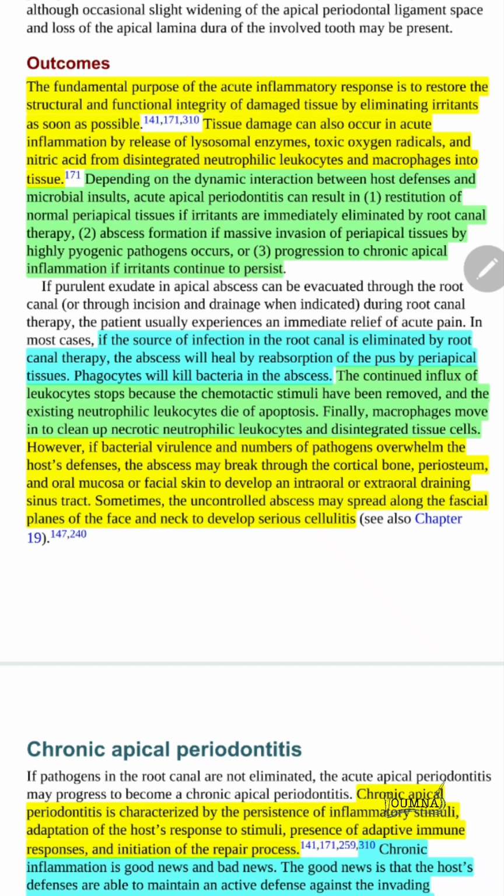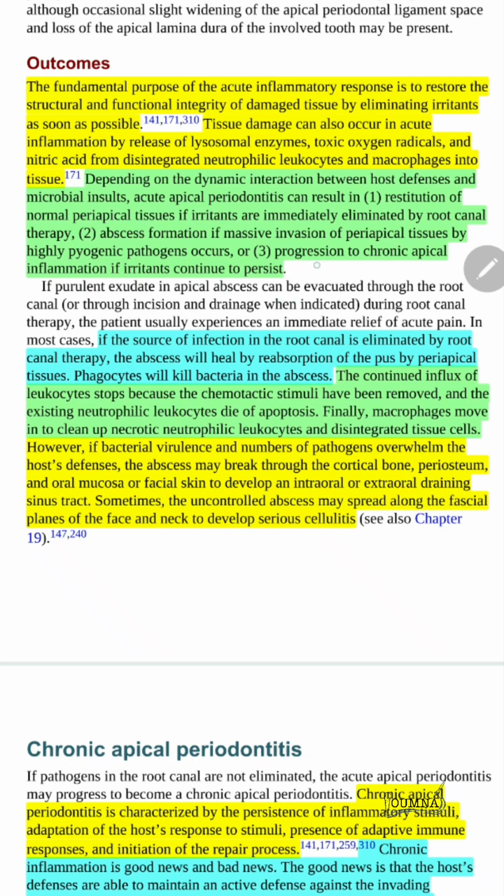First, if the irritant is immediately eliminated by root canal therapy, the case will reduce, which means that we will go back to the normal periapical tissues, and the symptoms will be relieved. In the second case, an abscess formation is present if massive invasion of periapical tissue by highly pyogenic pathogens occurs. So we get an abscess in the area.